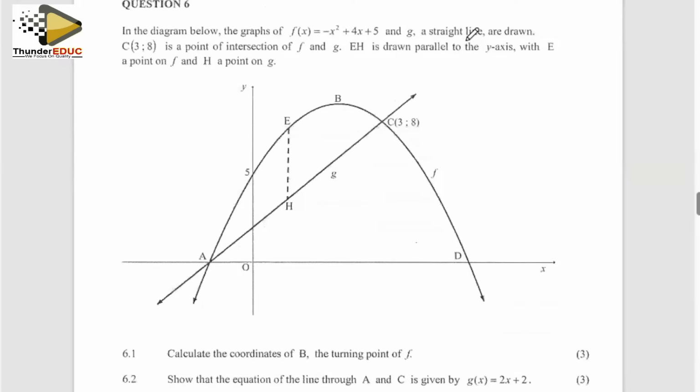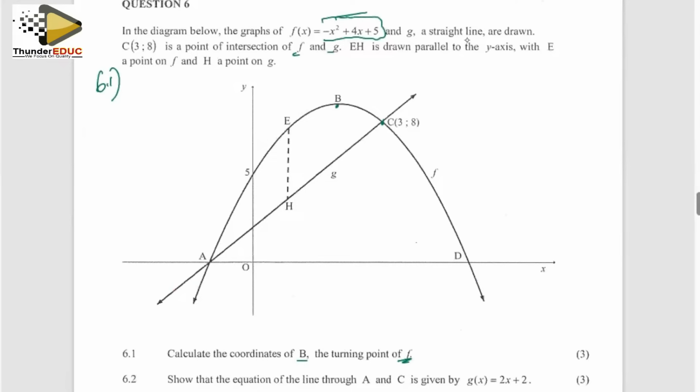Question number 6, which is a parabola and a straight line. We've been told that in the diagram below, the graphs f of x, they gave us the equation, and g, which is a straight line, are drawn. C is another point of intersection of f and g. EH is drawn parallel to the y-axis, with E a point on f and H on g. Perfect. 6.1: they want us to get the coordinates of B, which is the turning point. Now, we were given the general format of a parabola.